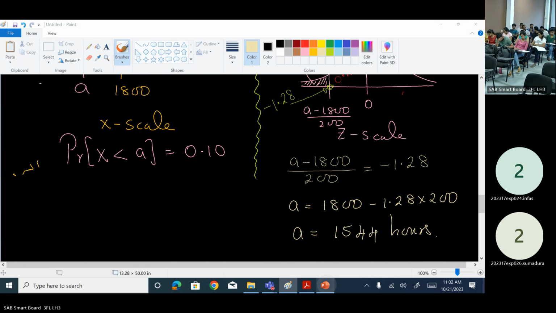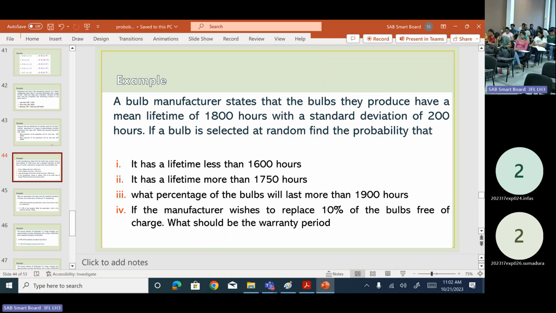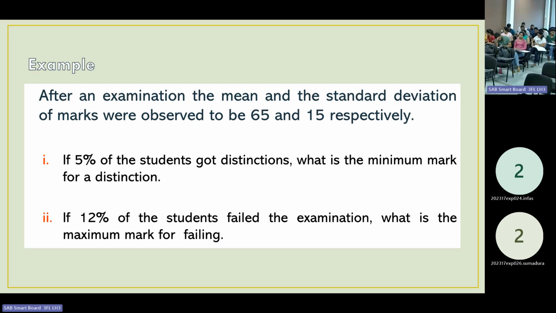Reverse type. This problem is not there. This problem is not there. So we take down these, and both are reverse type problems.